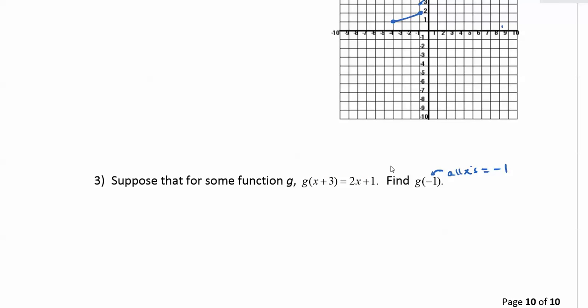G of x plus 3 becomes g of what plus 3? G of negative 1 plus 3. And that becomes g of 2. So we really are not plugging negative 1 in for the 2 times x plus 1 part. You have to plug it first into the g part, get that answer, and that answer goes into the expression. So 2 times 2 plus 1 is 5. So g of negative 1 equals 5.